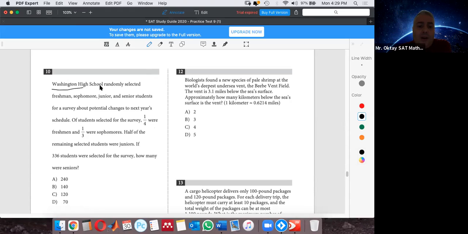Washington High School randomly selected freshmen, sophomore, junior and senior students. So how many groups are there? Four. We have four groups of students, freshmen, sophomore, junior, senior students, for a survey about the potential changes in the next year's schedule. This is just extra information.